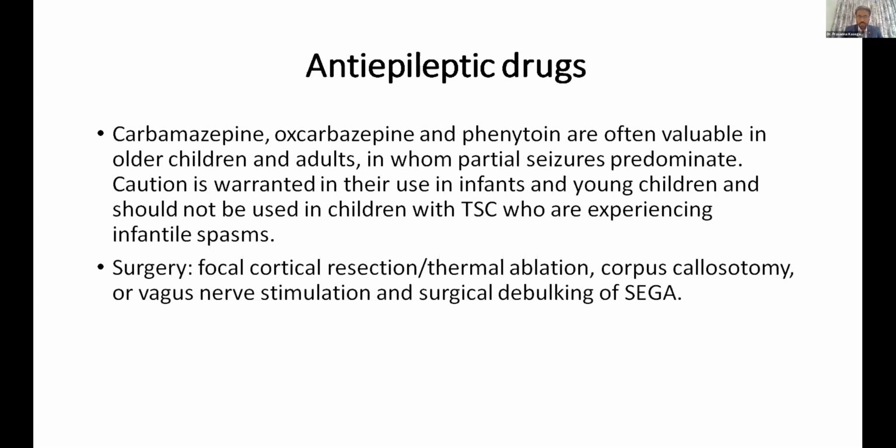Surgery is usually palliative. It can be done for two purposes. One is to control epilepsy, in the form of focal cortical resection or thermal ablation. You can also do corpus callosotomy. We can consider VNS in certain select situations. And if the patient has SEGA with progressive hydrocephalus, we may consider surgical debulking of the SEGA, or we can proceed with a VP shunt as well.